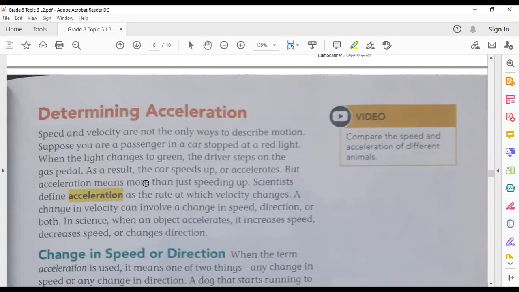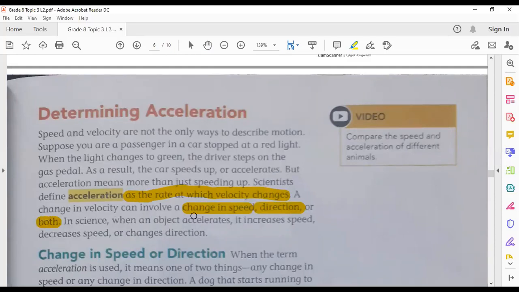But acceleration means more than just speeding up. As I told you, it doesn't mean only speed up. Scientists define acceleration, highlight this, as the rate at which velocity changes. The rate at which velocity changes is called acceleration. Any change in velocity is called acceleration. This change can involve change in speed or change in direction or both of them.